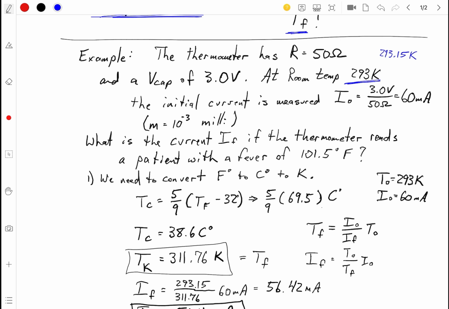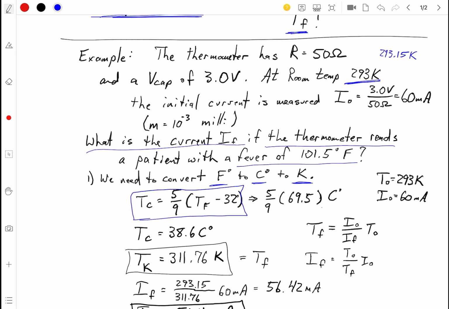So the question is, what is the current I final if the thermometer reads a patient with a fever of 101.5? That's about the breaking point between low grade and high grade. So we want to know what's happening. We've got to convert our Fahrenheit to Celsius, and then we're going to convert that to Kelvin. So this is the equation to convert from Fahrenheit to Celsius. We're going to do that.